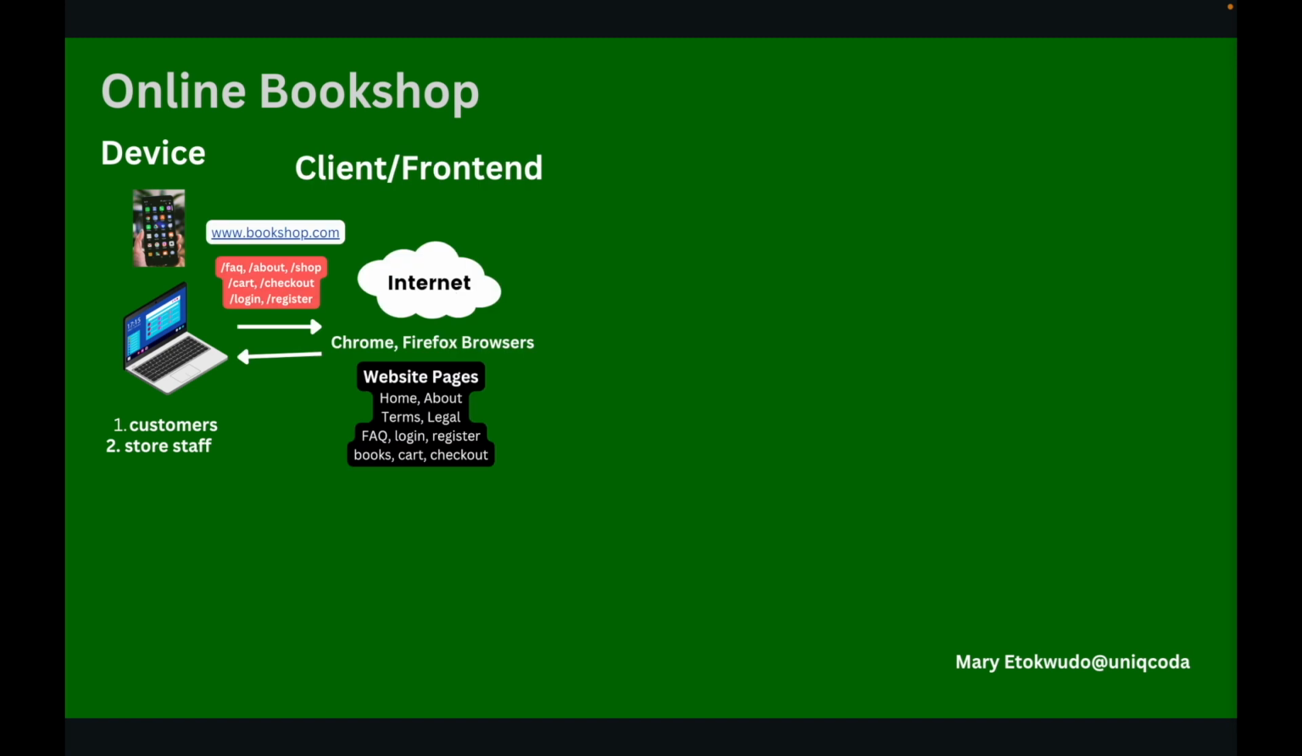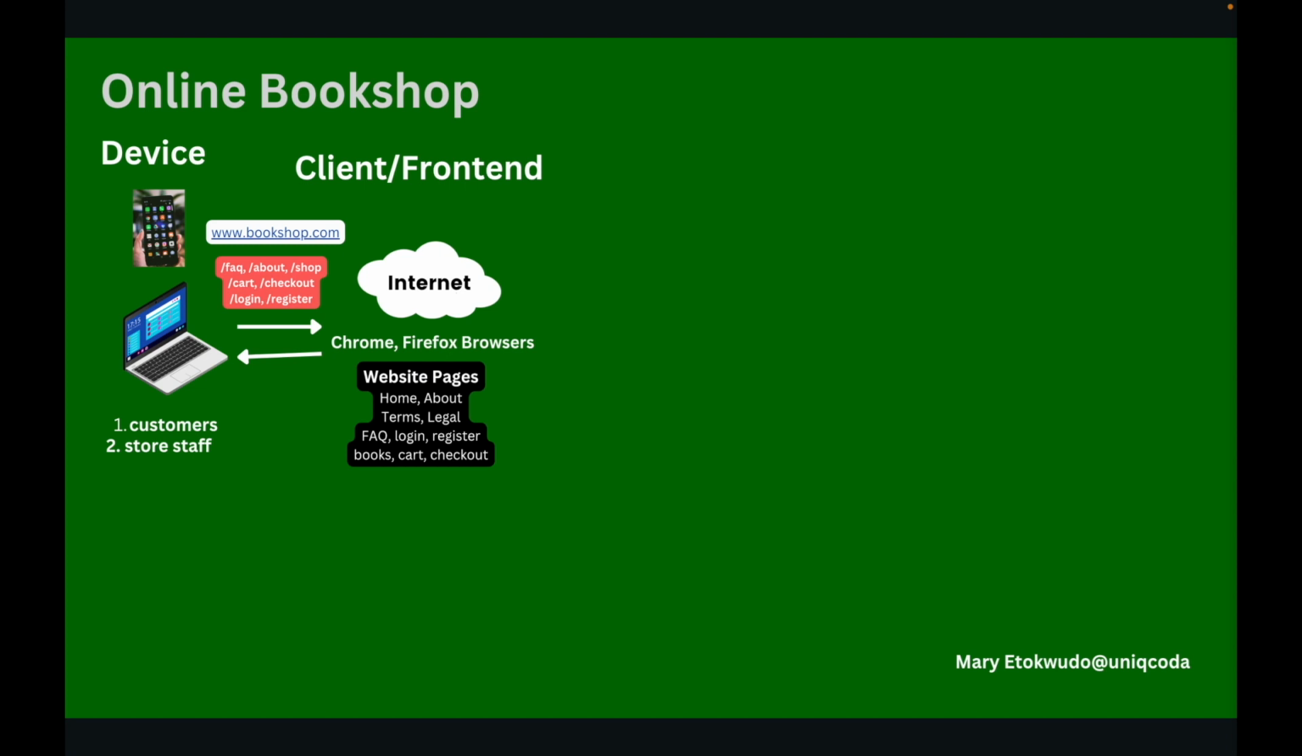Now imagine that we have an online bookshop where users can go view a list of books, add some books to their cart, check out and make payment for those books, and probably even add their home address for delivery. That is what a typical online bookshop would look like. Now, for the users to be able to access this bookshop, they need a device like a phone or a laptop.